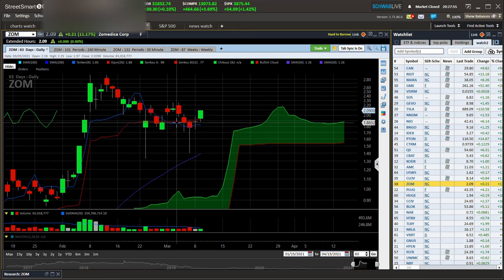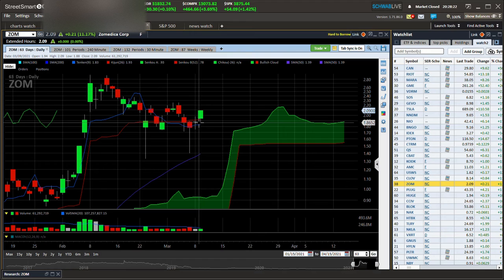We do have Tenkan-sen below Kijun-sen, which I like to see these cross. Tenkan-sen on top, that's what we want. This is a daily chart. Still kind of working this triangle, this flag pattern. So anyway, the nice thing about having this technical area right here is that is the basis for our trade.